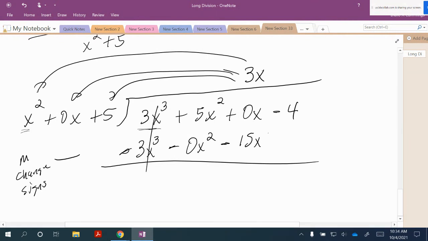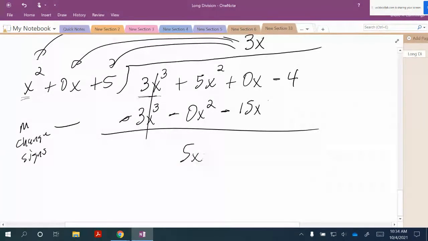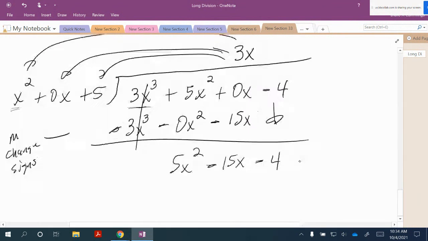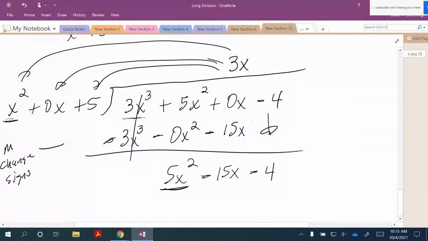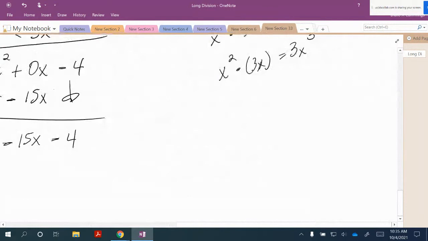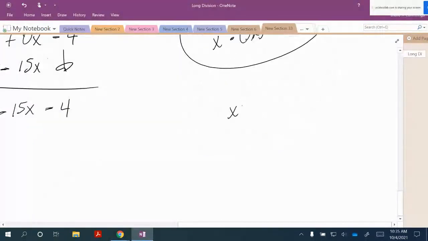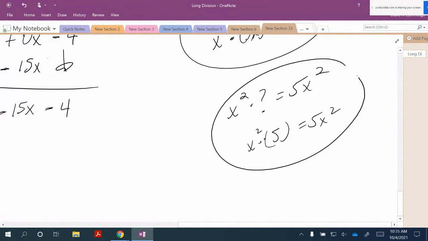Now we're going to subtract. So the 3x cubed cancel. 5x squared minus 0x squared is 5x squared, minus 15x. Keep in mind, since we have 3 terms in our divisor, we must maintain 3 terms. So we're going to bring down negative 4. Now we're going to concentrate on the first terms once again, x squared and 5x squared. So x squared times what quantity gives us 5x squared? Well, x squared times 5 is 5x squared, so our magic number is 5.